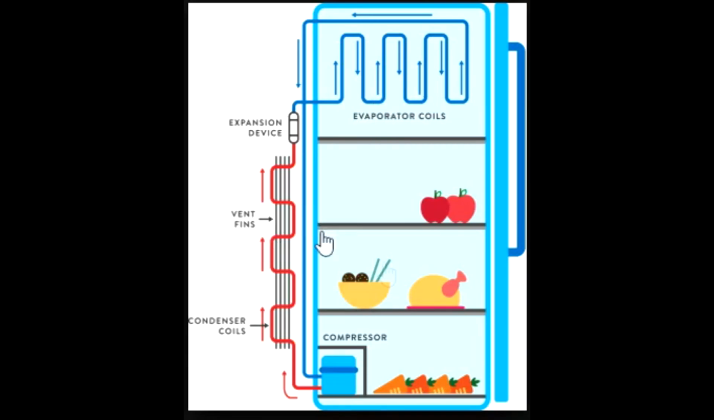So just from the top, what happens is you put food in, it releases thermal energy, it's absorbed by the cold coolant liquid inside of these evaporator coils. What then happens is the liquid turns into a gas, gets pumped into here, into the compressor, which squeezes it, raising its temperature, and it gets pumped outside where the vent fins increase the surface area. It releases the thermal energy, cooling the gas down. The expansion device expands the gas, cooling it down even more, condensing it back into a liquid, and the whole process starts all over again.